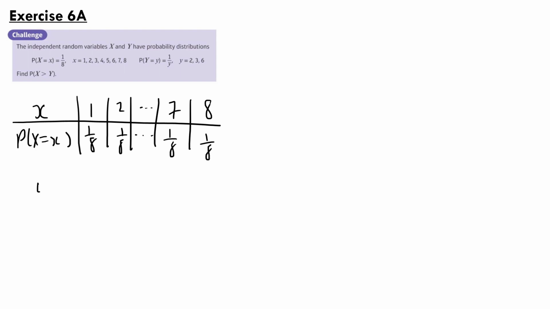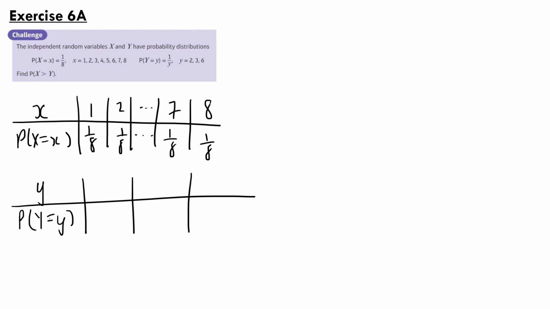And doing the same for Y, we have y on top and the probability that Y is equal to y on the bottom. And here we have just 3 values of y, 2, 3 and 6, and they'll give us 1 over y. So for y equals 2, that's 1 over 2. For y equals 3, that's 1 over 3, and for y equals 6, that's 1 over 6. And a half plus a third plus a sixth is also equal to 1.